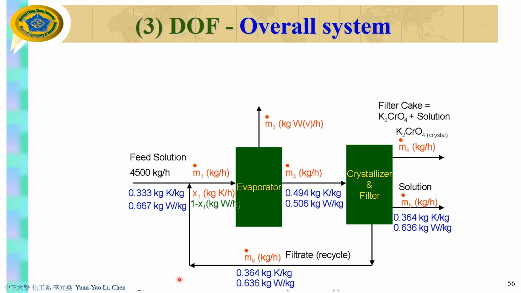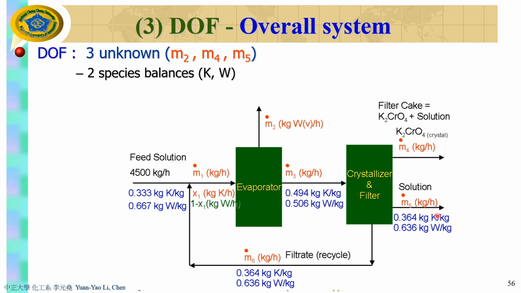How many unknowns? You have to think of the unknowns outside of the box. How many unknowns? 3, right? M2, M4, and M5. Okay, so you have 3 unknowns.